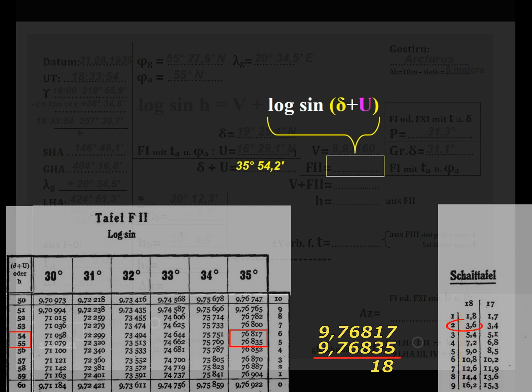2/10 of an arc minute corresponds to a 3.6 logarithm increment. The increment is rounded to the nearest number, 4. Add 4 to the logarithm of 54 arc minutes and write down the result.